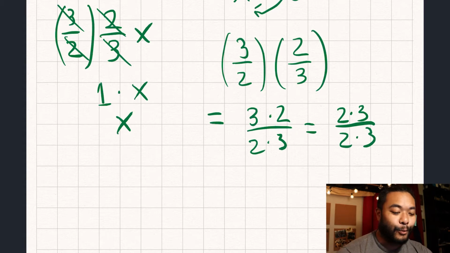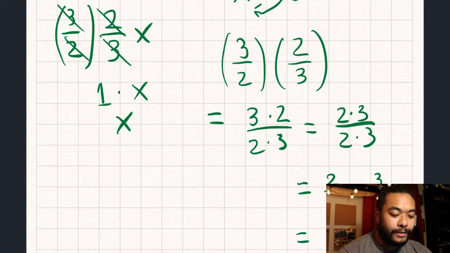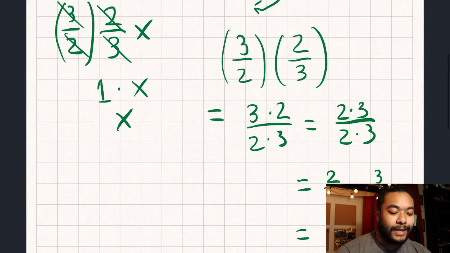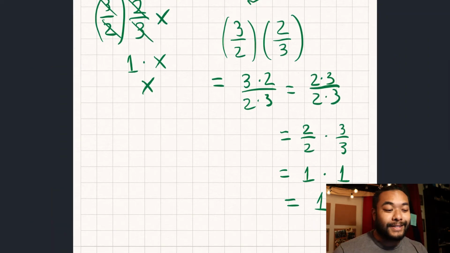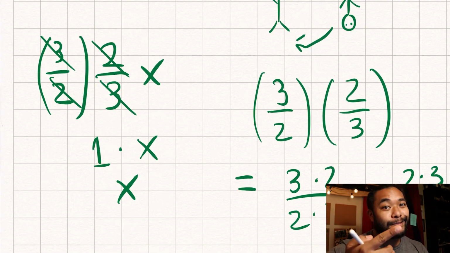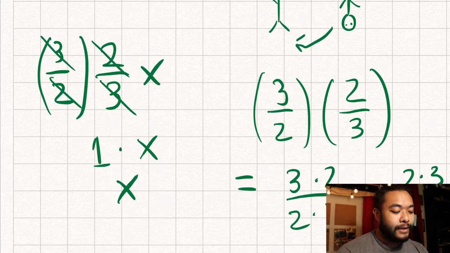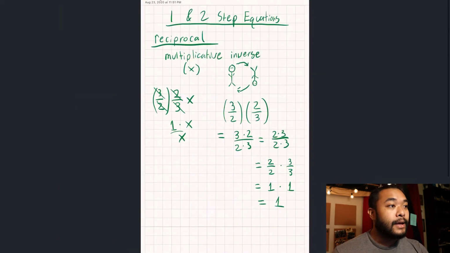And now we break it up one more time. 2 divided by 2 times 3 divided by 3. 2 divided by 2, anything over itself equals 1. 3 divided by 3, anything over itself equals 1. 1 times 1, just 1. So, long process, but remember, if I take 2/3 and multiply it by 3/2, it's going to become 1. Multiplying by a reciprocal gives us 1. Okay, that's very useful, and we're going to be using that.